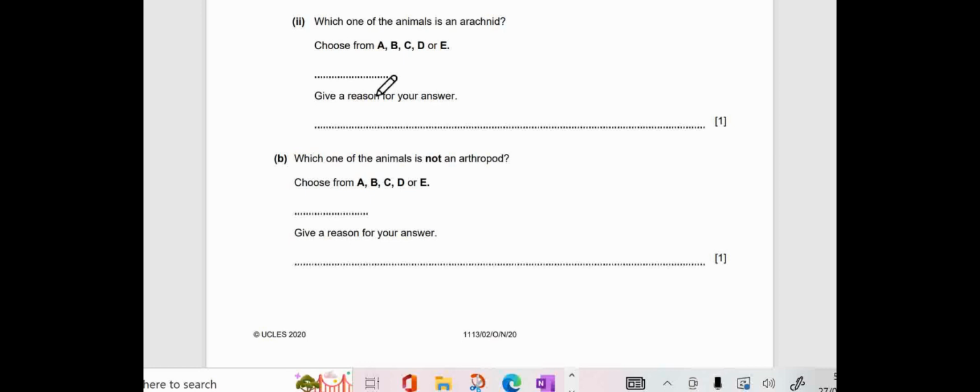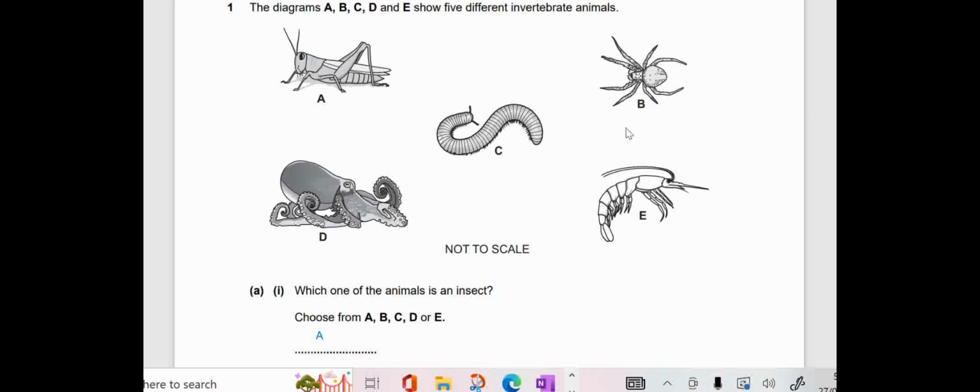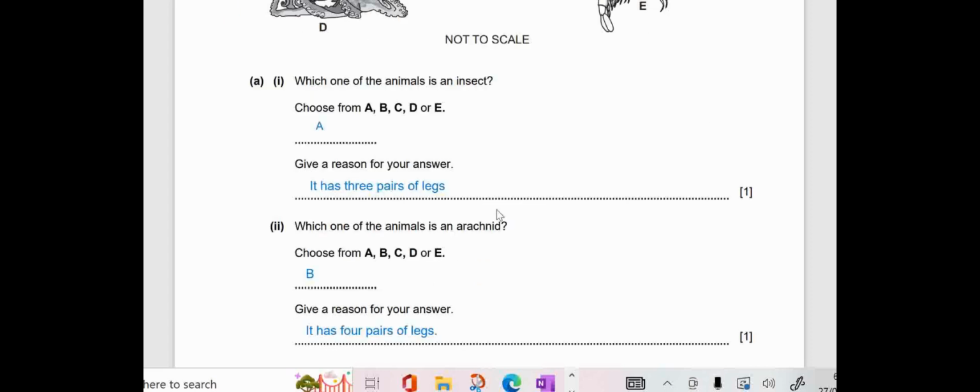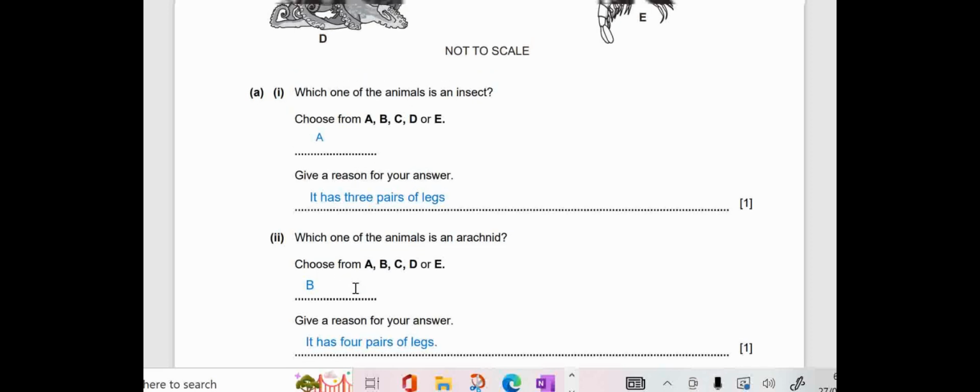Question part 2. Which of the animals is an arachnid? Choose from A, B, C, D, or E and give a reason for your answer. Well, arachnid is spider, so it's definitely B. So we will answer B, and spider has 8 legs, or 4 pairs of legs. So we have to remember arachnid is spider group, and we choose B, and it has 4 pairs of legs.